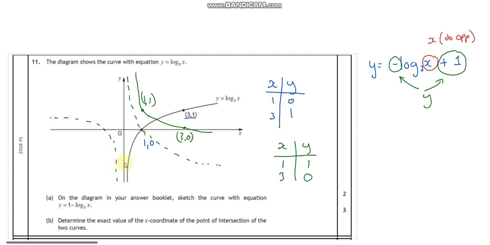You don't have to worry about how it's really going to look. You can apply your rules, draw your points, and then when you join the dots, you'll get the right idea. So I hope that's helpful.